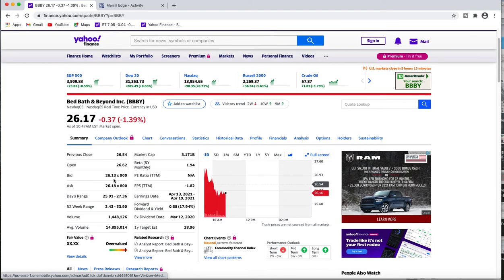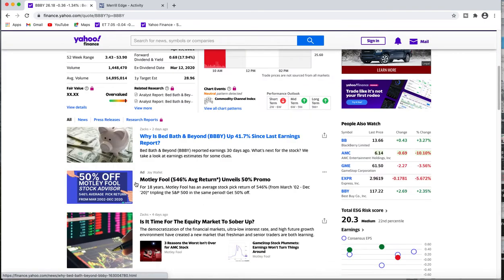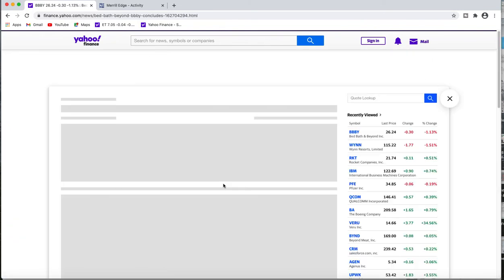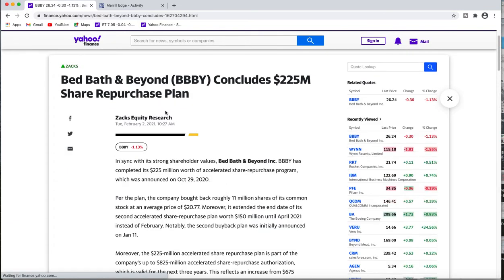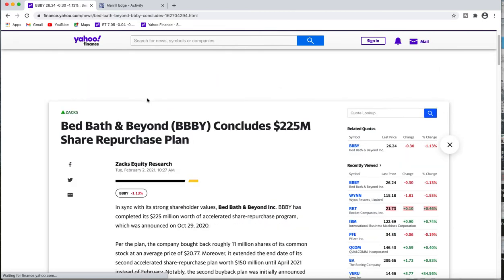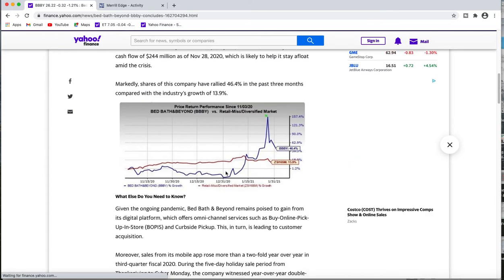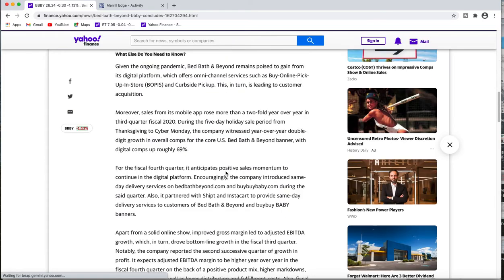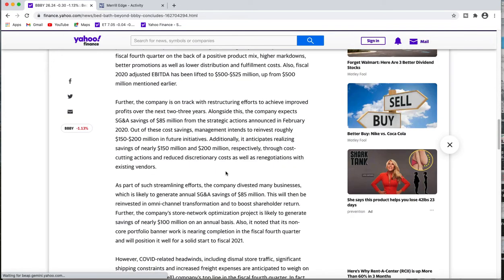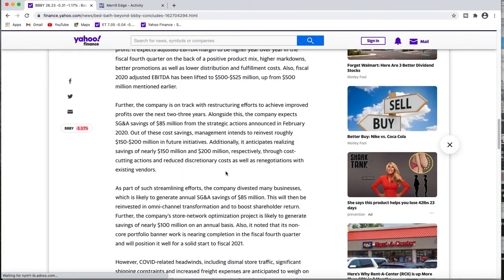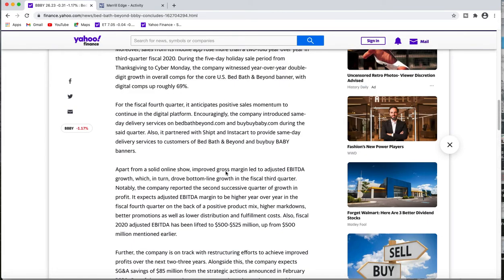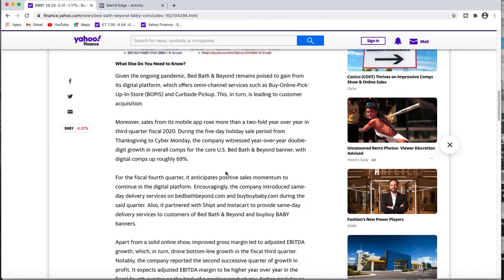Now, Bed Bath & Beyond, let's talk about it. I think I covered this once before. They concluded their $225 million share repurchase plan. This is one of the reasons why. And so they're currently working on their second one, which is, I think it's $150 million.